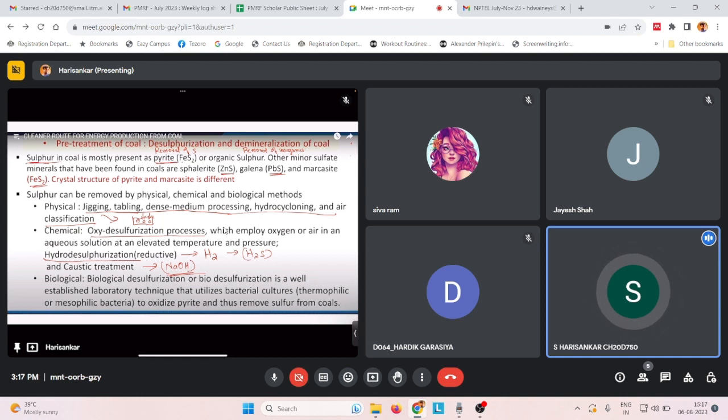And then you have a biological process, bio desulfurization. These use microbes or bacterial cultures to oxidize the FeS2, or the pyrite, that is present in the sulfur coal. And then you can remove this oxidized pyrite from the coals, and thus remove the sulfur from the coals. So basically we use microbes or bacteria for achieving the biological pre-treatment process.